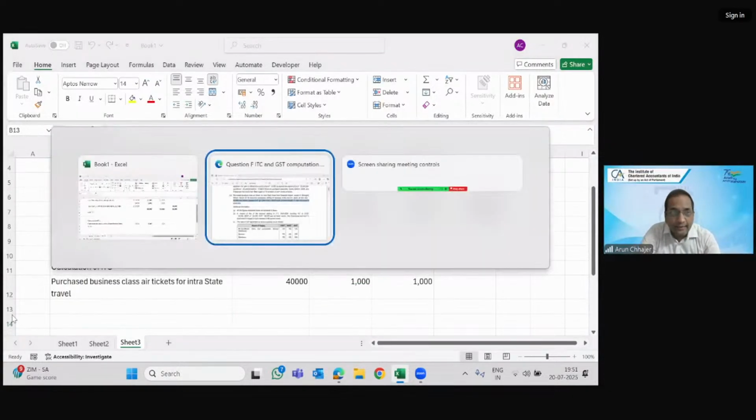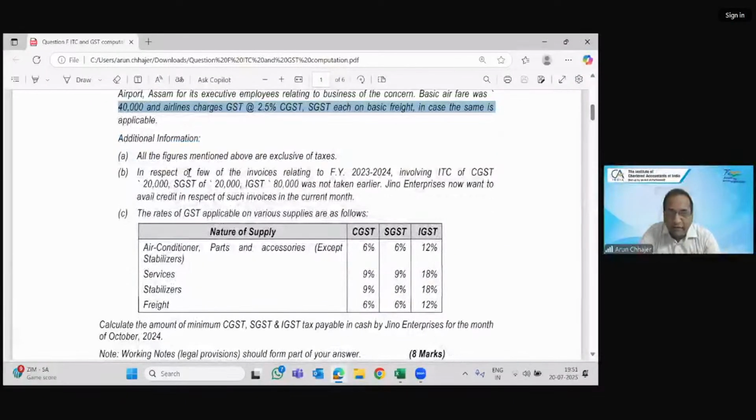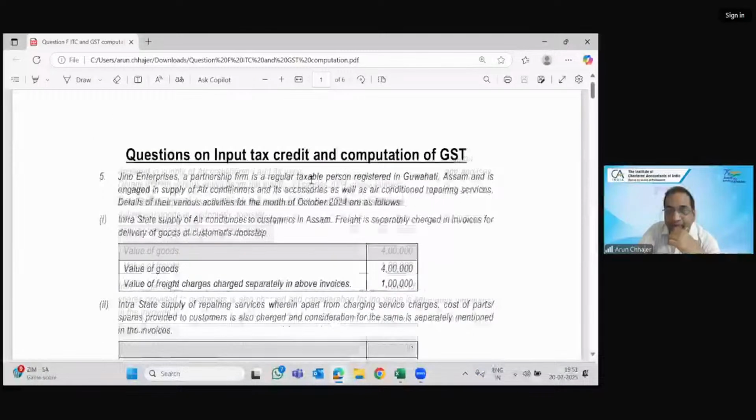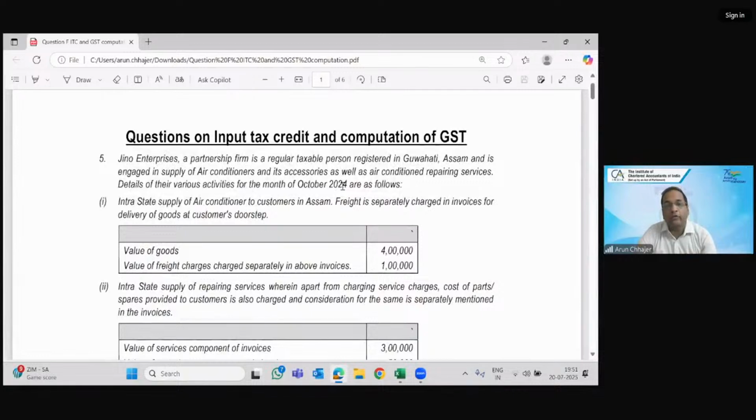Next is, in respect of a few invoices of the financial year 23-24, ITC of CGST, SGST and IGST was not taken earlier. Now he wants to avail the ITC in respect of that invoice in the current month. What is the month? Month is October 24. Oh my God. Can he add in October 24? Obviously, he is adding in the month of November.